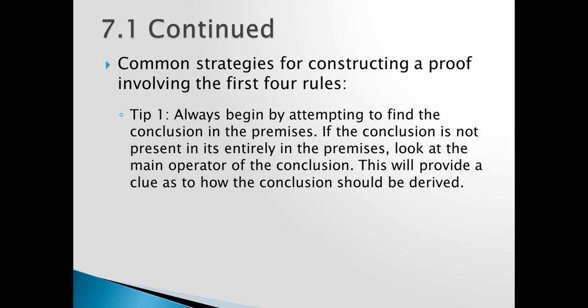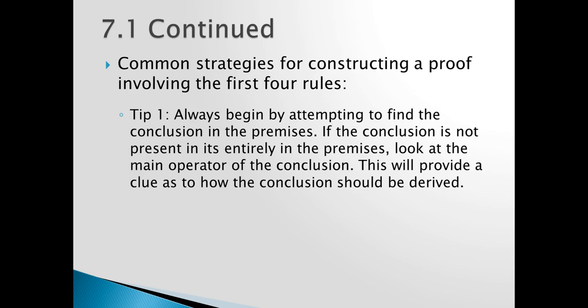Because proofs, unlike with truth tables, you can do them in lots of different ways and get the same result. You could have a proof that was 10 lines that you might have been able to do in 5. Both of them may work, but one of them will save you more time. So my first tip is always begin by attempting to find the conclusion in the premises. If the conclusion is not there in its entirety, look at the main operator of the conclusion, and that's going to provide a clue as to how the conclusion should be derived.